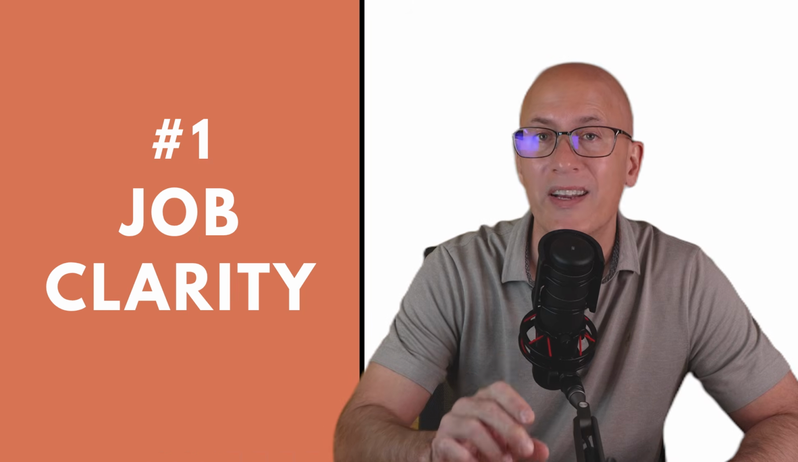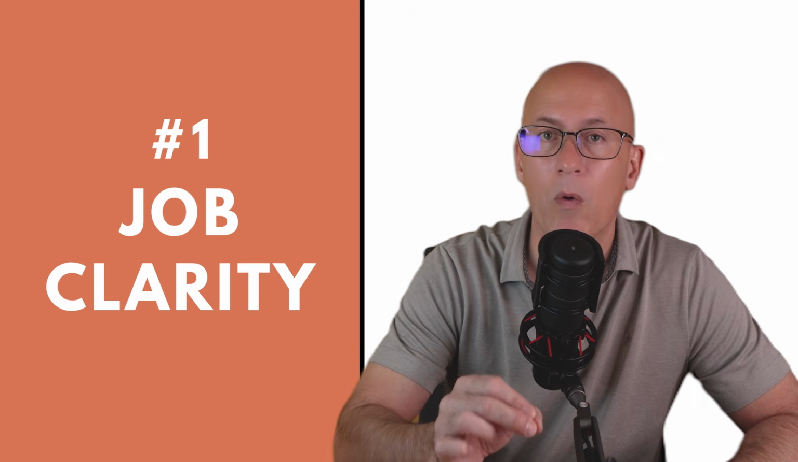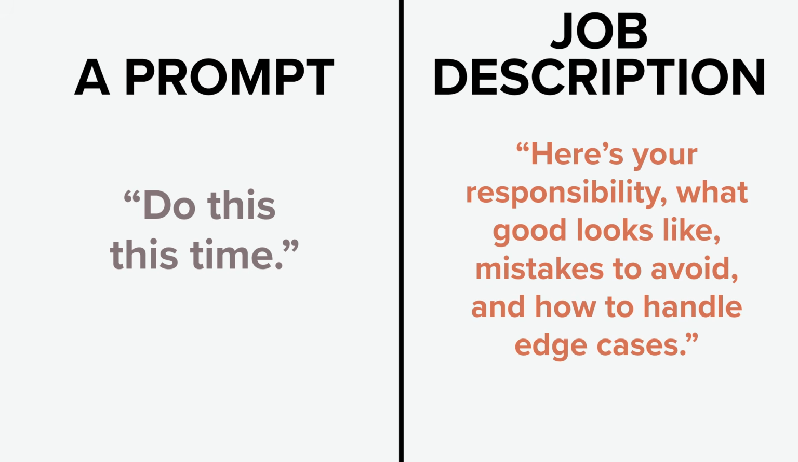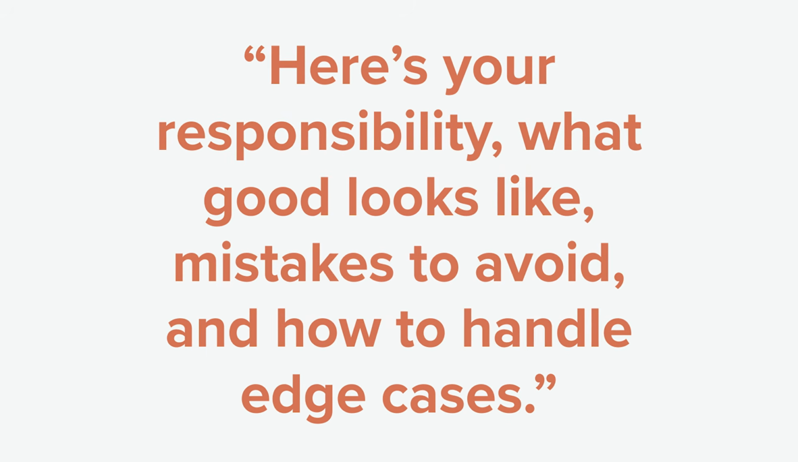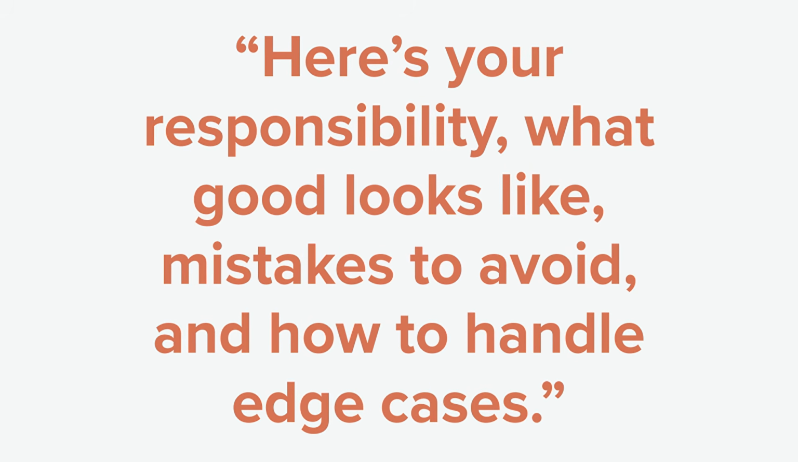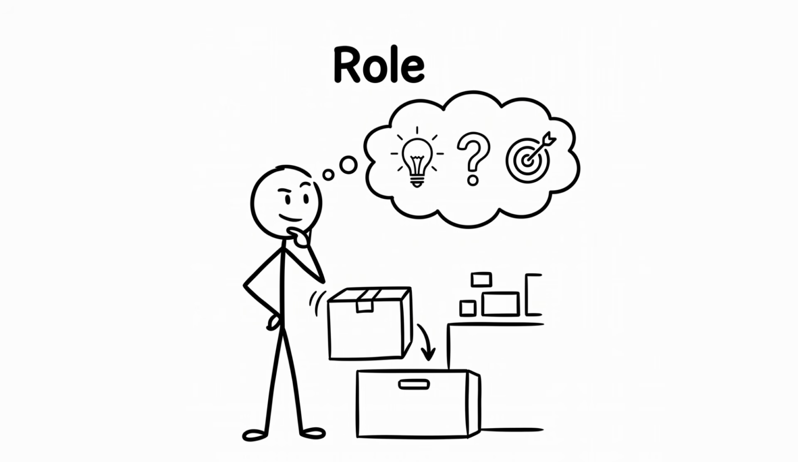The first one is job clarity, not prompt clarity, job clarity. And they're really quite different. A prompt tells the AI what to do this time. A job description tells the AI what it's actually responsible for, what good looks like, what mistakes to avoid, and how to handle the edge cases you haven't thought to prompt it on yet. Your Cowork agents need the same thing.